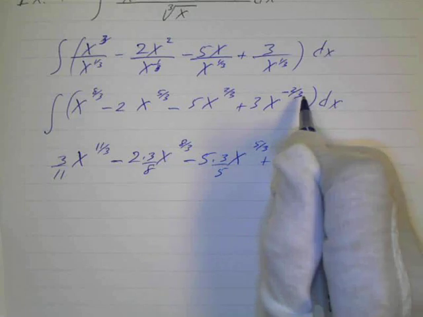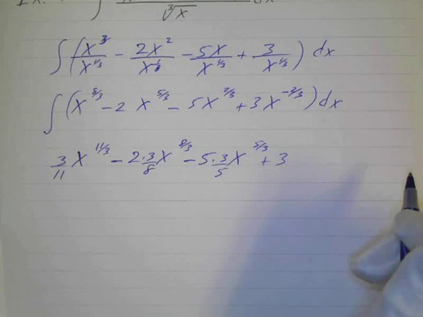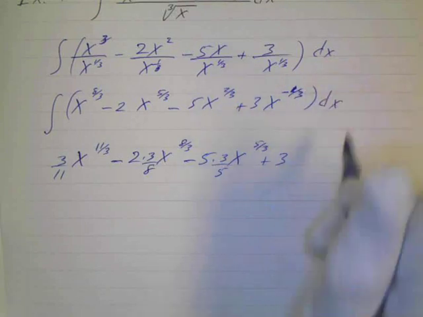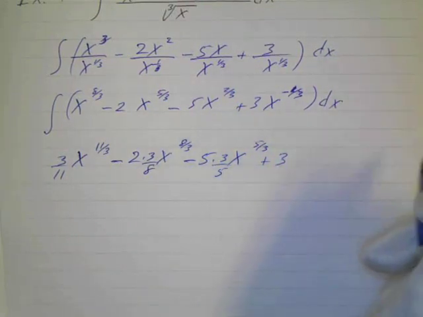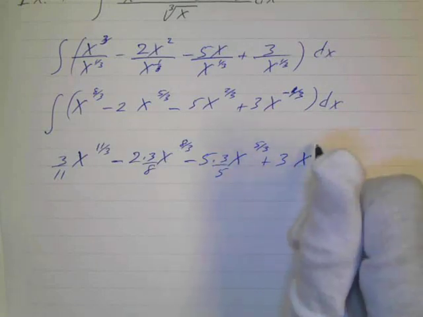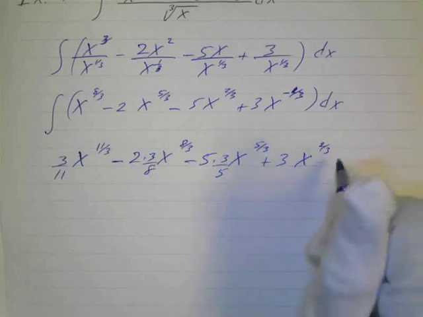Plus 3 times, and if I add 1 to 2/3, I get 1/3. Oh, I'm sorry, this should have been 1/3. Excuse me, made a mistake here. Bring that up, should be 1/3. And then if I add 1 to negative 1/3, at 3/3, I get 2/3. Sorry about that. You probably were wondering if I would see that. Okay. And plus c.